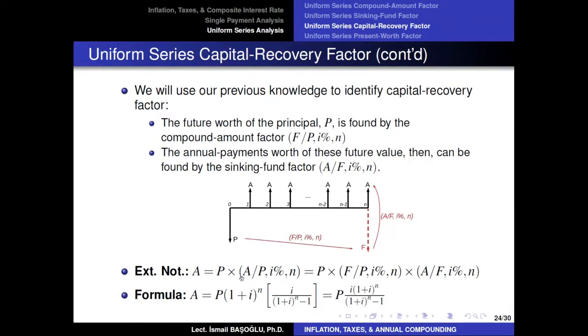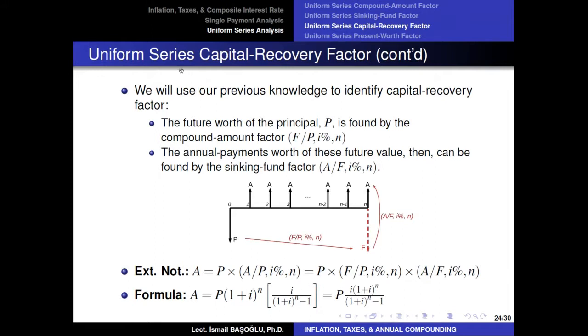And instead of multiplying it with A over P, what I can do is first multiply my principal with the single payment compound amount factor, then the value will actually be the future value of that principal. And if you multiply that future value with the uniform series sinking fund factor, you are going to get the annually equivalent value. Okay, so P times F over P times A over F. In this formulation, if you are careful, you will see that the F's will cancel out, and what you are going to get is A over P.